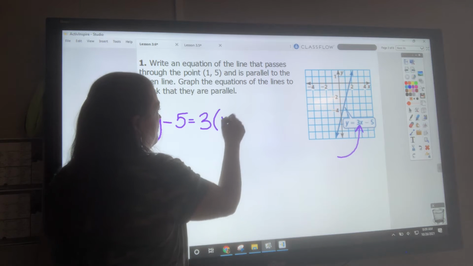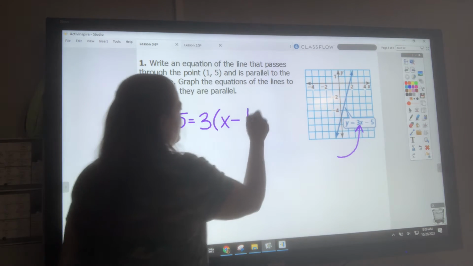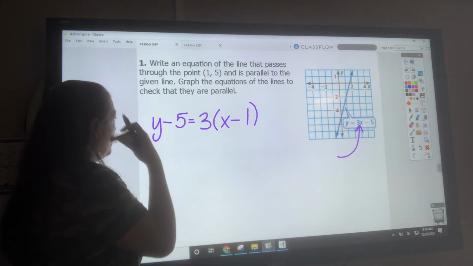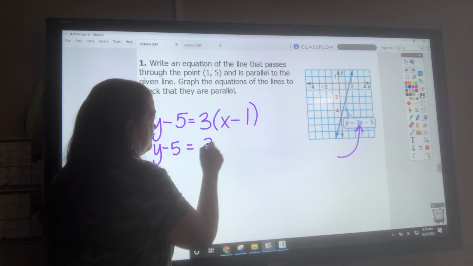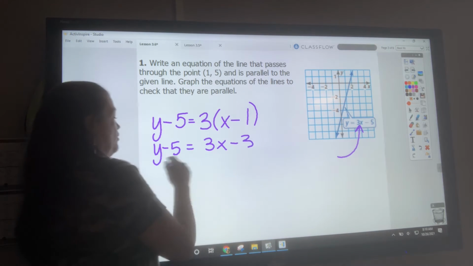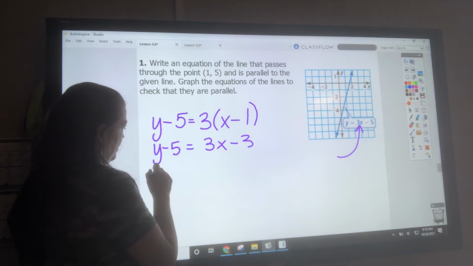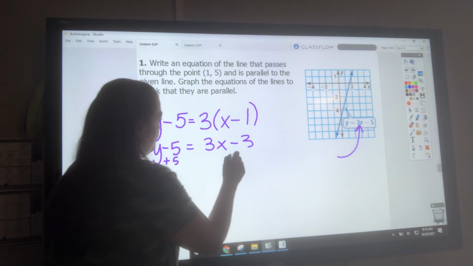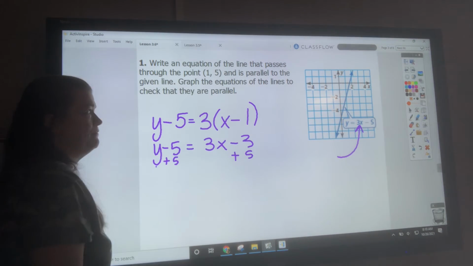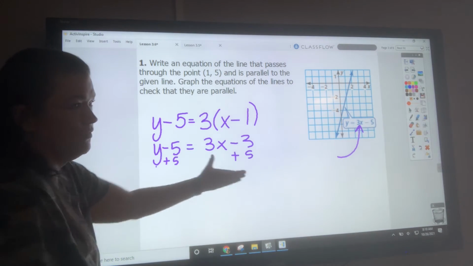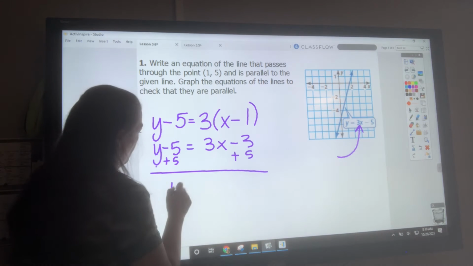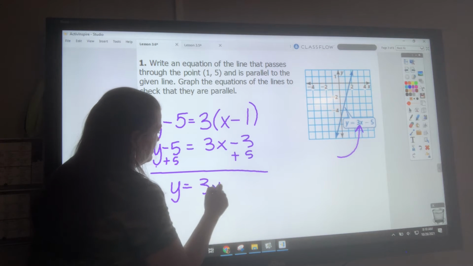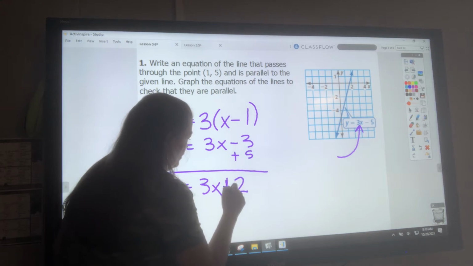And then x minus, what's the x value? The x value is 1. So now I just distribute first, and then move my 5 over. So I'm going to add 5. That's all you have to do. That's all you do every time, is distribute and then move whatever is being subtracted from y. So y is equal to 3x plus 2.